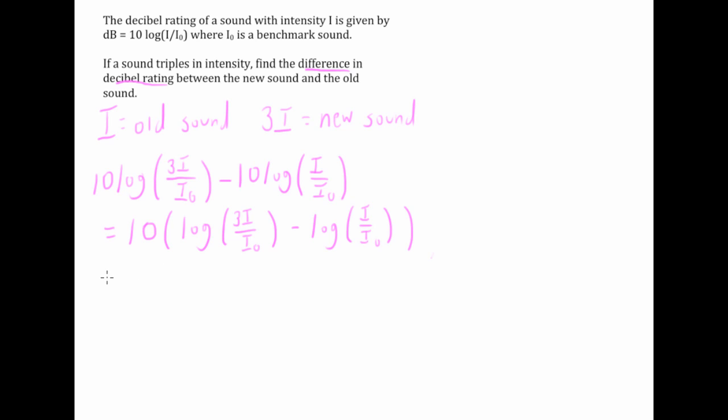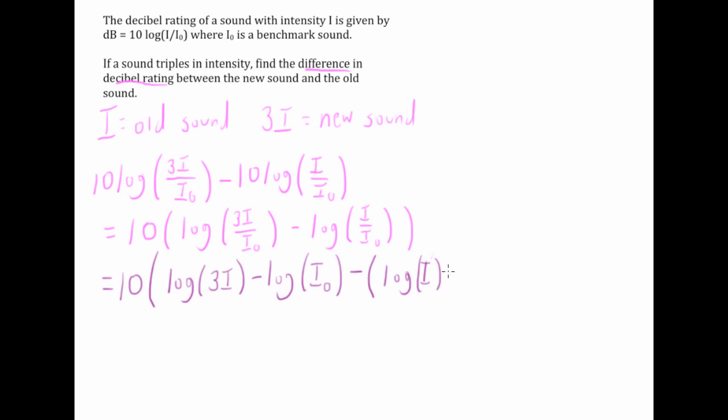In this second way, instead of combining the logarithms, I'm going to break logarithms apart. So this is log of a quotient. It's going to be the log of the top minus the log of the bottom. So it's log of 3I minus log of I sub 0. Minus, I'm about to subtract some stuff, so use lots of parentheses. Log of I minus log of I sub 0, in parentheses to match that one.